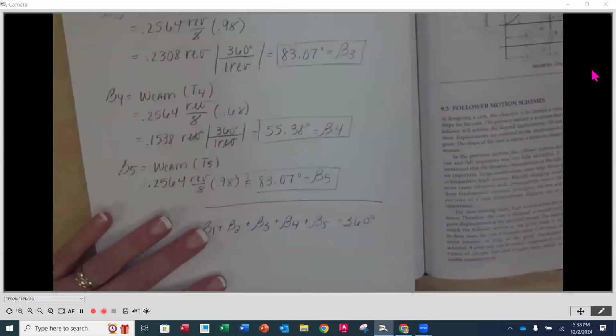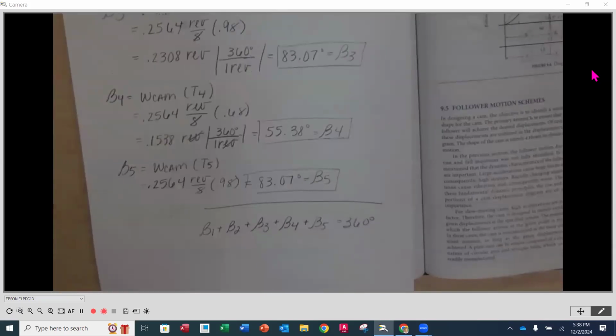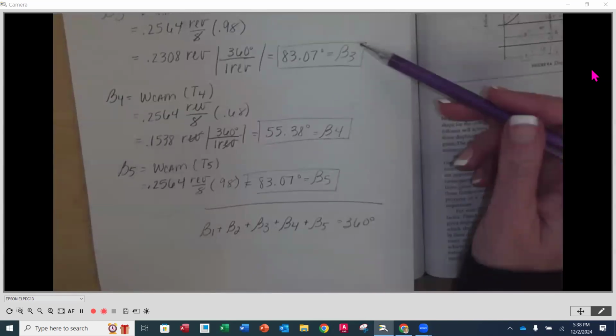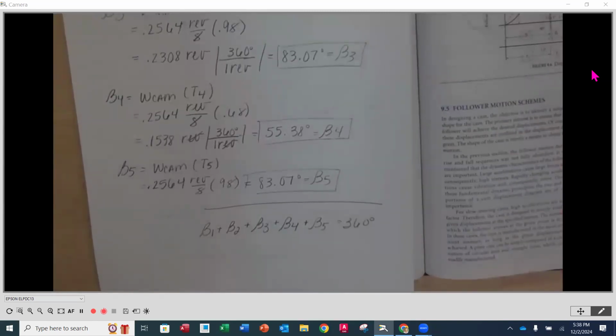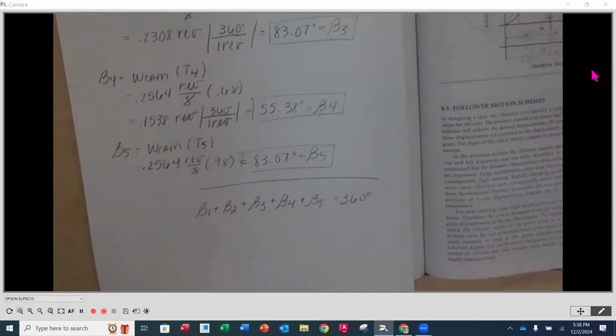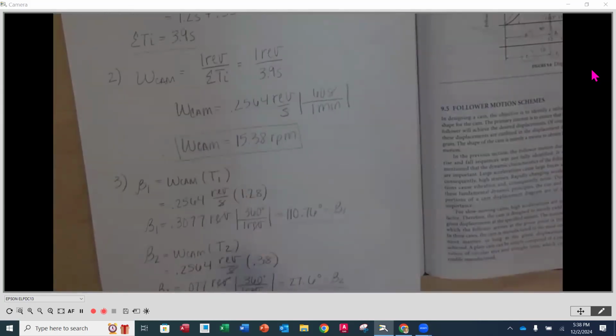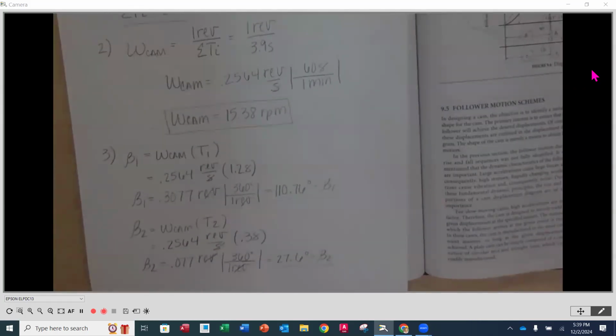So for 3, 4, and 5, you should get 83.07-ish for beta 3, 55.38 for beta 4, and then the same thing for beta 5 as beta 3, so 83.07. Now, what you want to do is once you get those, add them all up to ensure that they add to 360. This is a check that I require you to do on your problems, because if you miss one or something like that, right here is where you can catch that. So go ahead and add up all 5 to be sure that they add to 360 degrees.